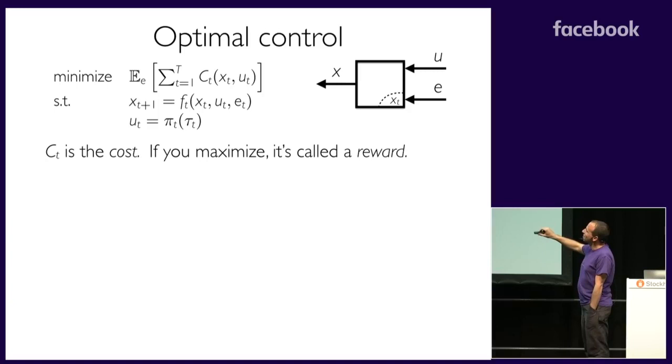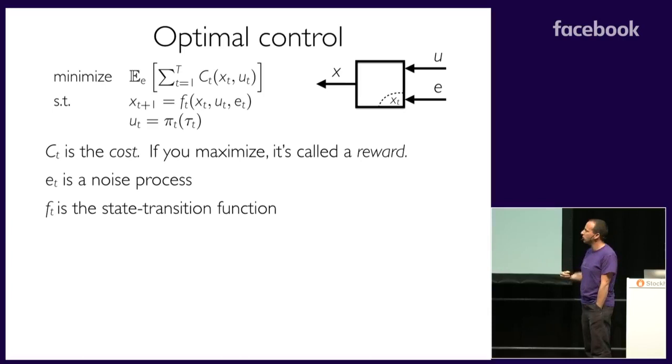ET is our noise. FT is our state transition function. And here, I'm letting it change from time to time, just being as general as possible. For most simple settings, people typically assume that this is stationary, so it's the same f at every step.